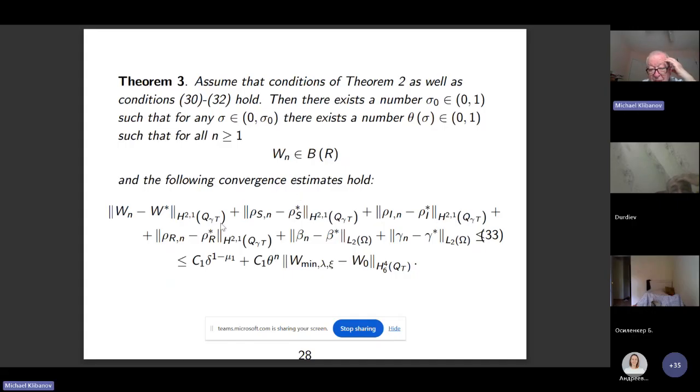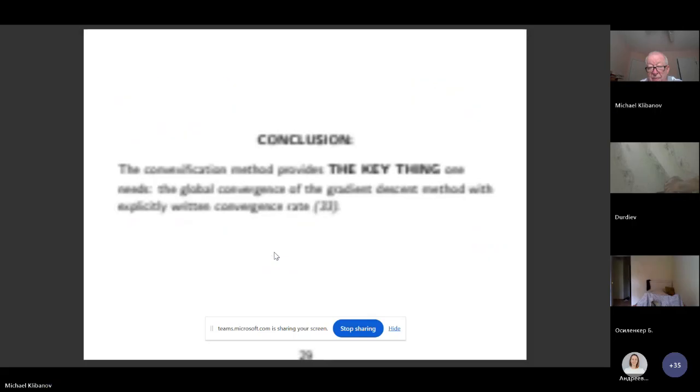You see? The convergence estimate is not a big deal, not a bad story. Theta is less than 1, so everything is fine. Delta is your noise level, basically a Hölder-like estimate. Everything is fine, everything converges. Now the full convergence theory is constructed, and it is convexification that allows you to do this.